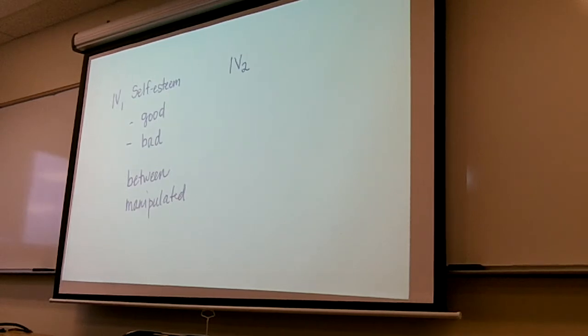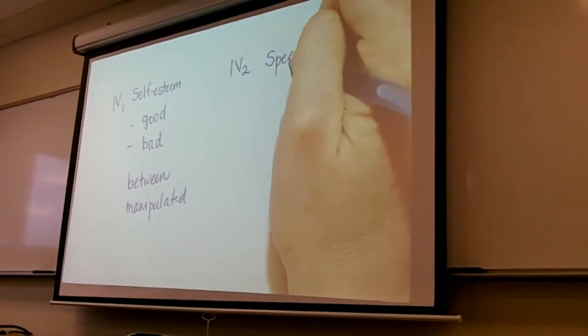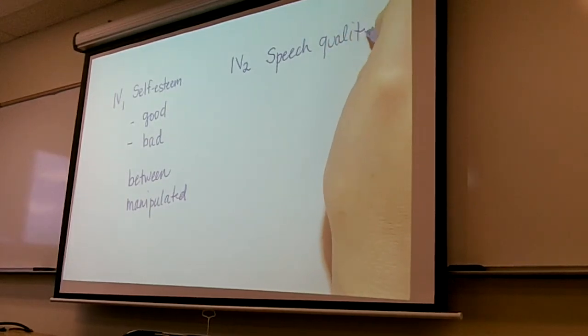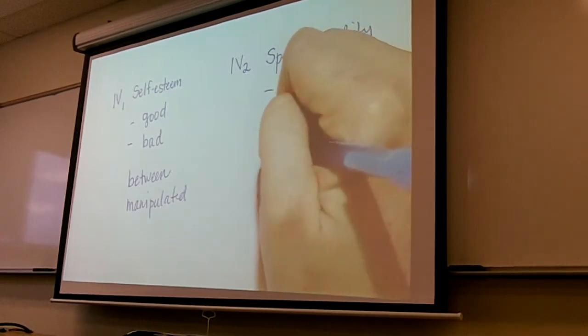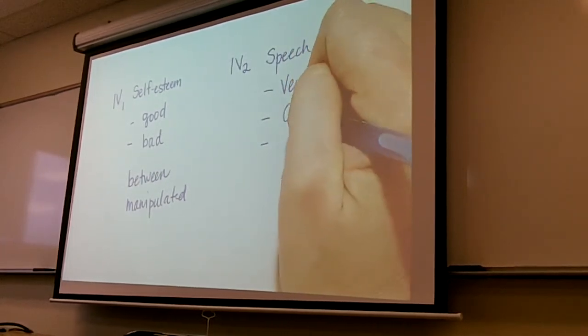What's the other independent variable here? The type of speech, or the quality of the speech, right? The speech quality. Okay, and what are the levels? Very good. Okay. Very good. Okay.